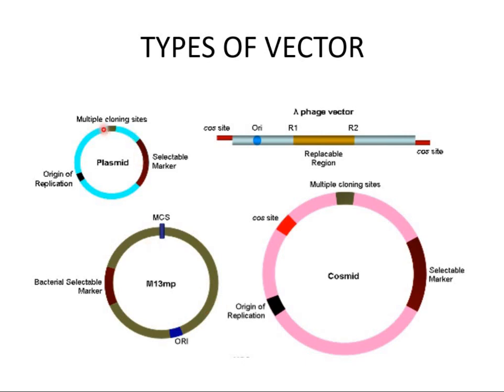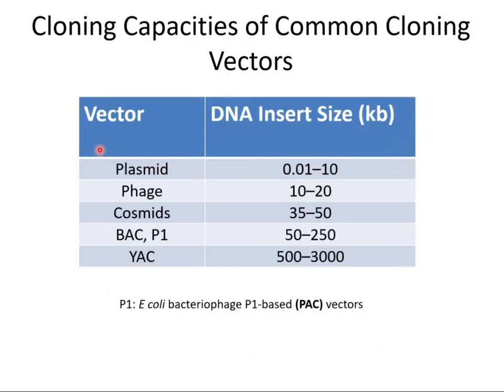They have a cloning site. They have a selectable marker. They have an origin of replication. And then I told you what the differences are. Basically, they have the same basic structure, but they can accommodate different lengths of DNA inserts. For a plasmid, it can be from 0.01 to 10 kb, but for phages and cosmids, it is bigger. And say for sequencing the entire human genome, we need to have a bigger insert so that the gene can be studied in total.